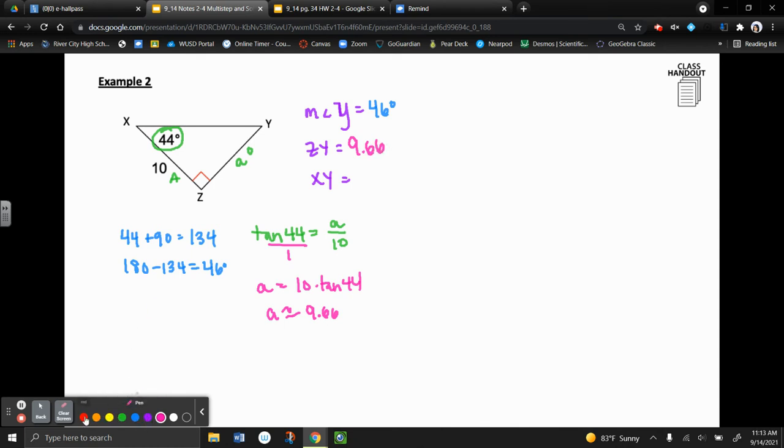Okay, and then lastly, to solve for xy, which I'll go ahead and call B, that's my hypotenuse. So now we're solving for this side, and we have the 10. So that's A and H, we're going to use cosine. So cosine 44 is equal to 10 over B, and then cross multiply. So we have B times cosine of 44 is equal to 10. Divide by cosine 44.